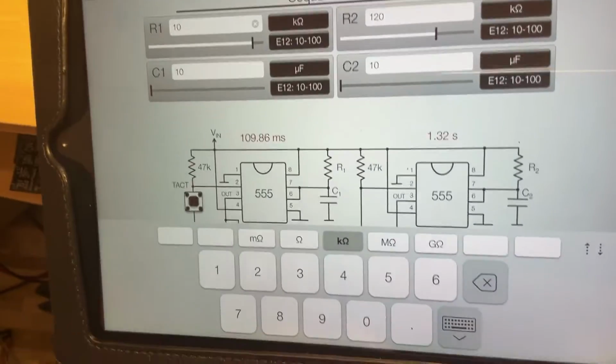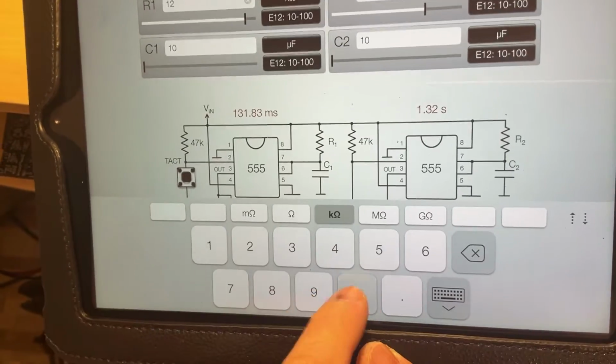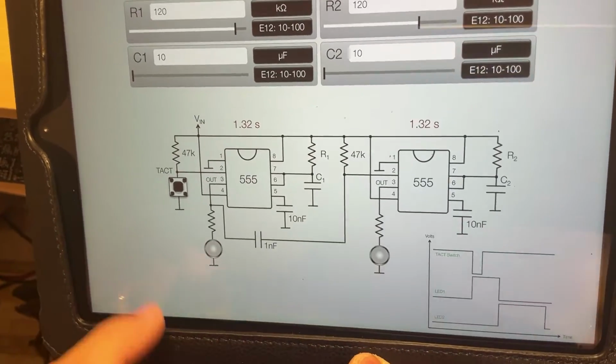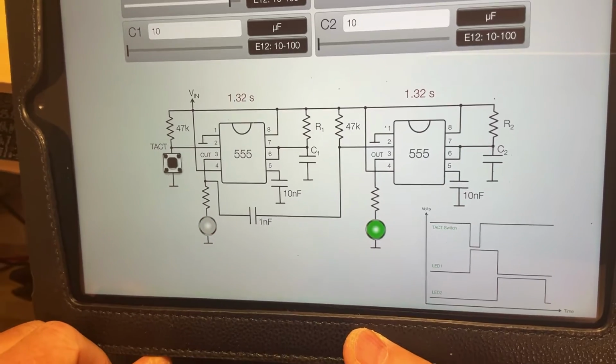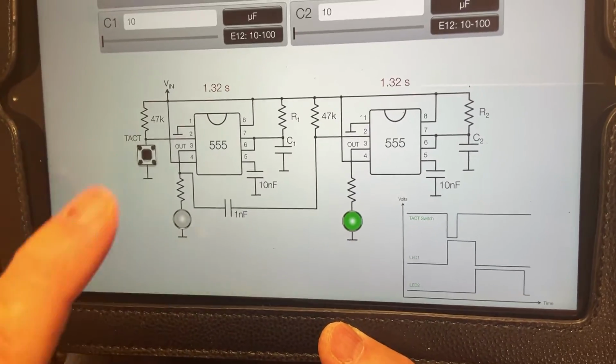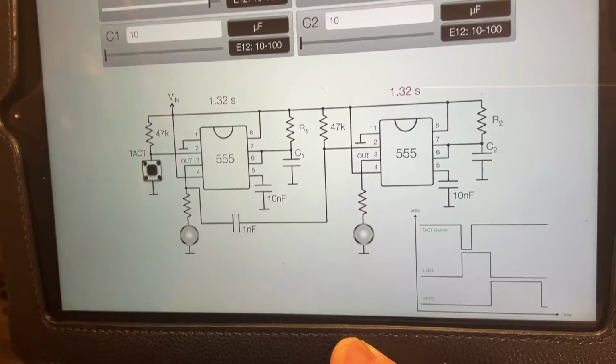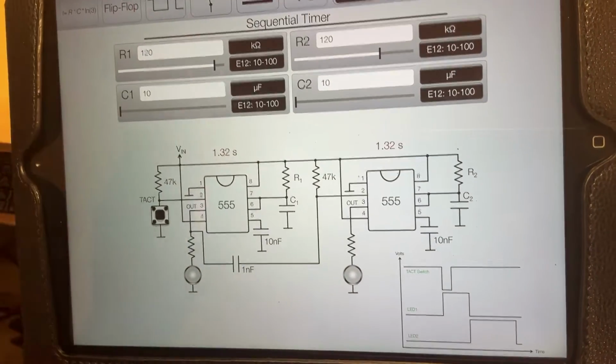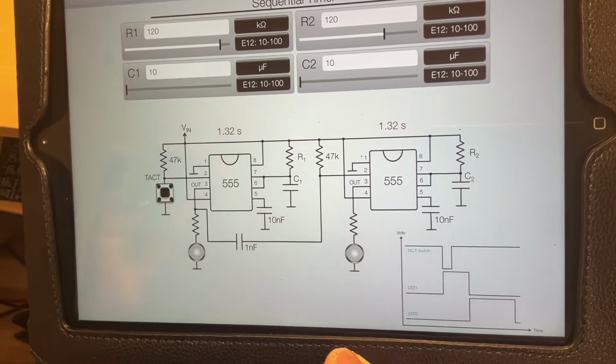And I'm going to make 120 kilo ohm each. So this way, they're going to last much shorter, both of them, you see? This is how you can play. And what's nice about this application, it also has the calculator. You're going to find online calculators.